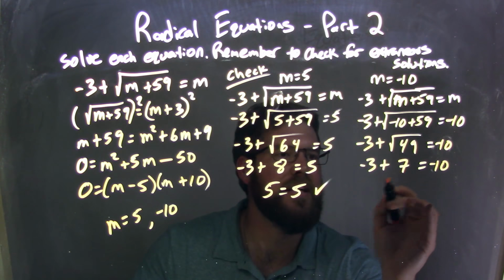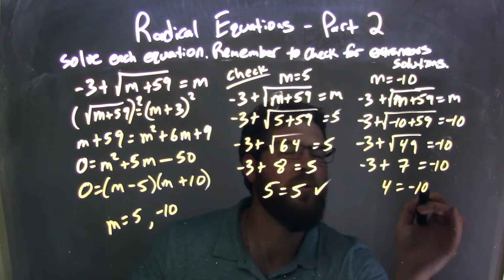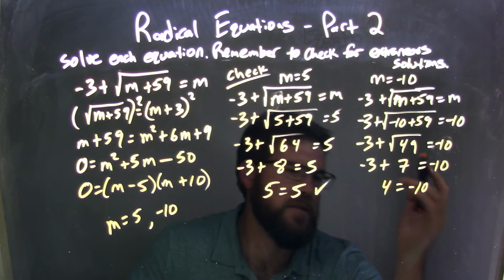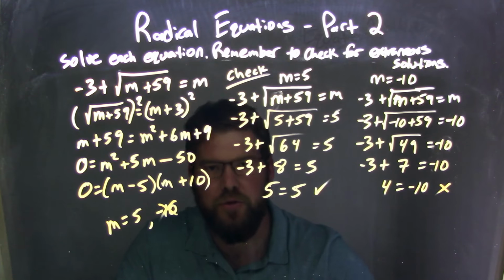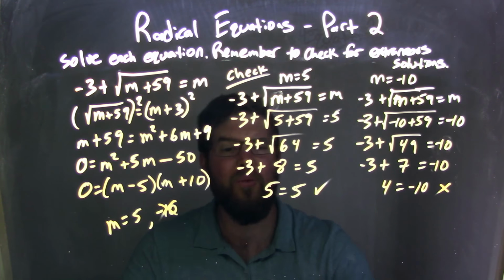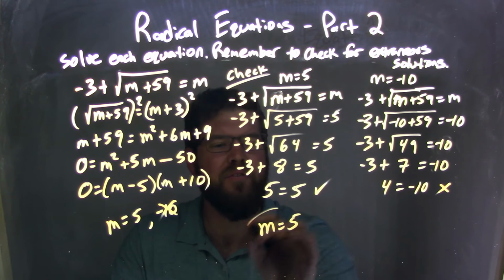Negative 3 plus 7 is a positive 4. And does positive 4 equal negative 10? No, it does not. They're not equal. So that makes negative 10 an extraneous solution. So our only true solution is m equals 5.